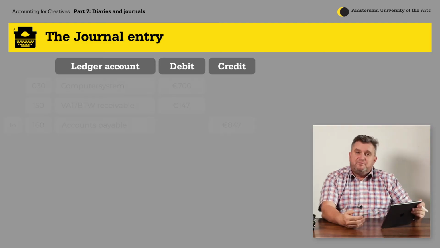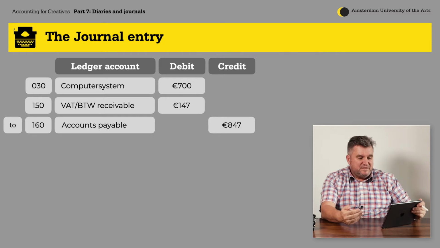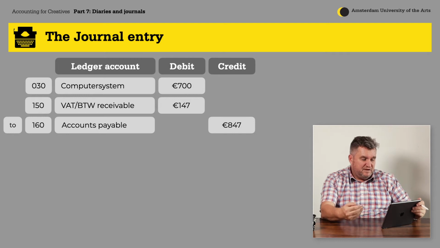Let's have another example. Let's look at the purchase that we did before. We're buying a laser printer for 700 euros, excluding VAT. So in our journal entry, we will see a line for the computer system, and the computer system is an asset. Assets are on the debit side of the balance. So that means these 700 euros, by which the computer system is increased, will be on the debit side of our journal entry too. Same with the VAT, the BTW receivable.